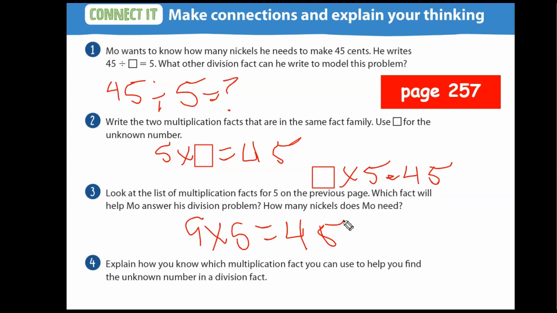Okay, so explain how you know which multiplication fact you can use to help you find the unknown. Well, I was looking for these two numbers, correct? On the previous page. And that helped me to find the 9, the other factor that was missing. So 45 divided by 5 is 9.